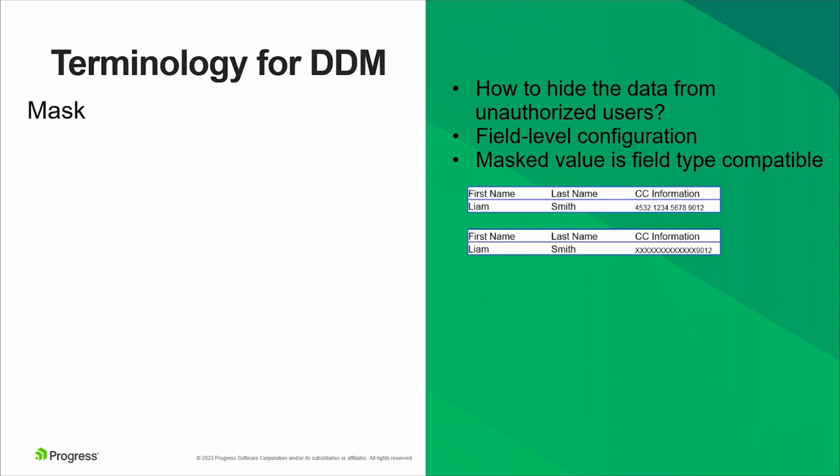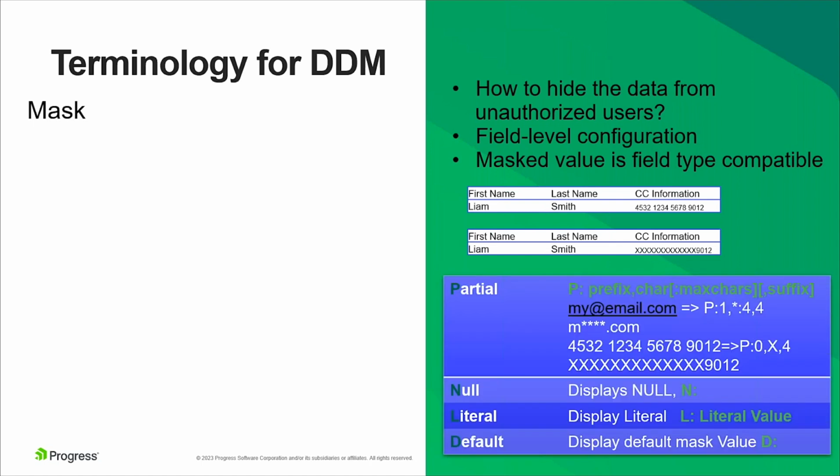As shown in this example, we have credit card information and it is a character field. Once the mask is applied on the field, the generated mask value is also of type character. In 12.8, we have introduced four types of mask configurations, namely partial mask, null mask, literal mask, and default mask. Let's see them one by one, starting with the partial mask.